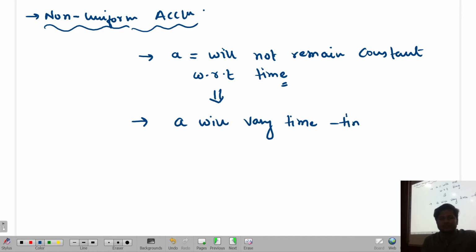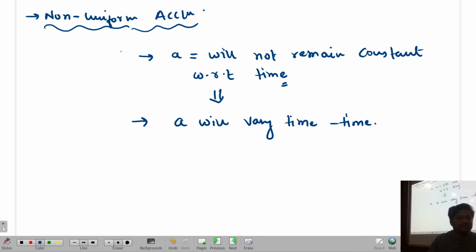Just try to understand. You can take an example: let's suppose you consider a car which you start from your home. In practical cases, what do you do? You start to give acceleration, and sometimes you decrease the acceleration. So all those cases are cases of non-uniform acceleration.